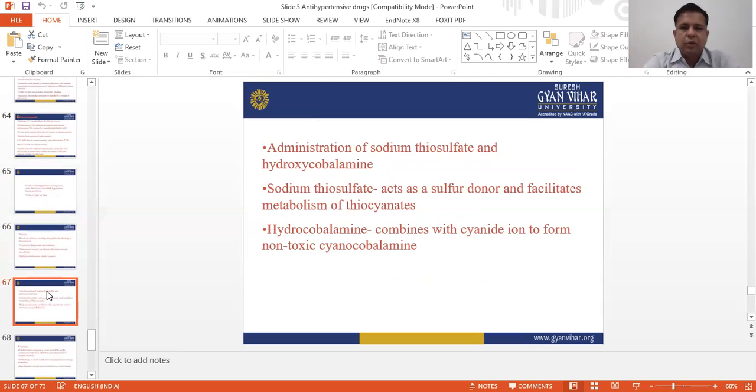Administration of sodium thiosulfate and hydroxocobalamin is the treatment. Sodium thiosulfate acts as a sulfur donor and facilitates metabolism of thiocyanates. Hydroxocobalamin combines with cyanide ion to form non-toxic cyanocobalamin.